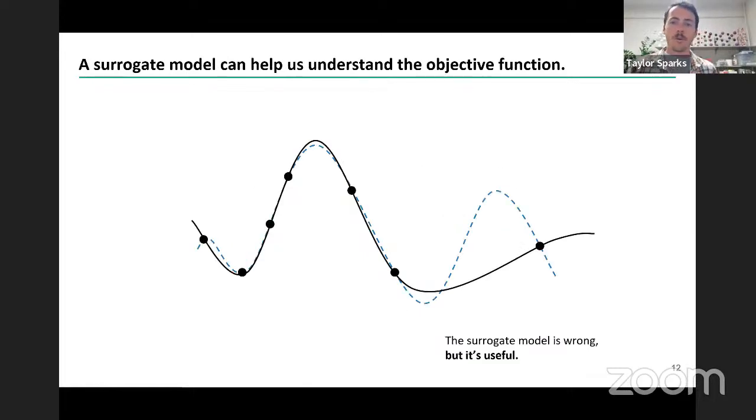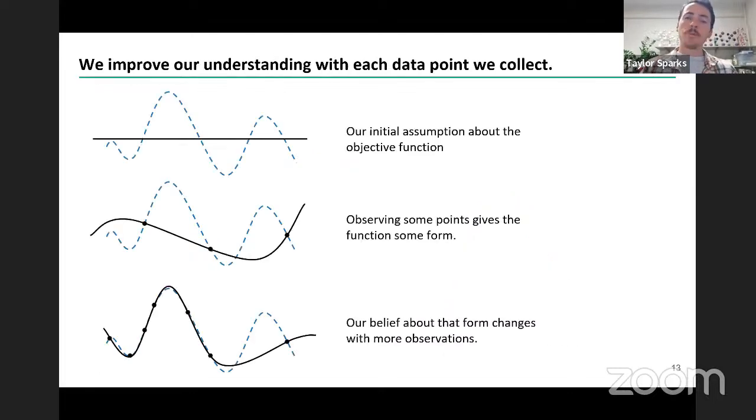And so therefore, what we really need is a surrogate model. So surrogate model, shown as the black line here in this sort of cartoon, is not the same thing as the objective function, which is the dashed blue line. It is wrong, right? You can see where it's getting it wrong over here. But the point is that even though it's getting it wrong, it's still useful, right? And even better, you can update your surrogate model as you collect more data.